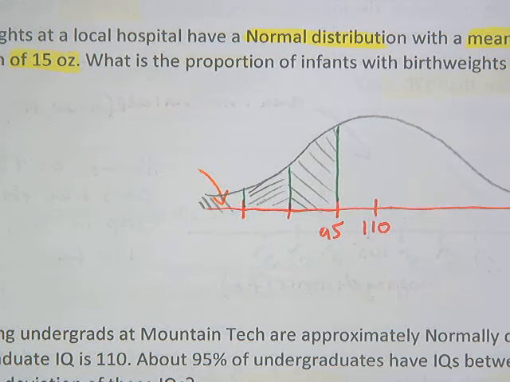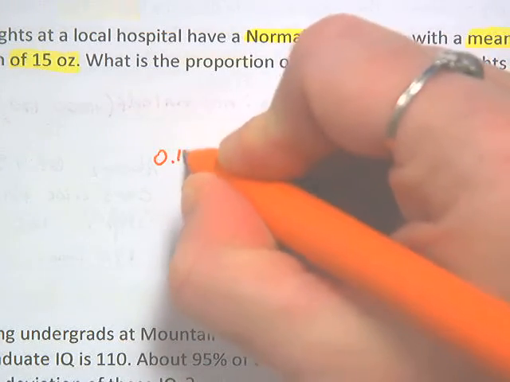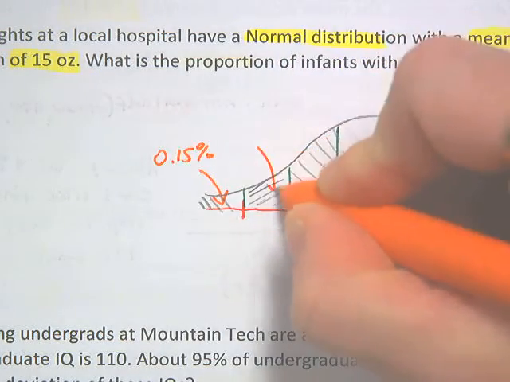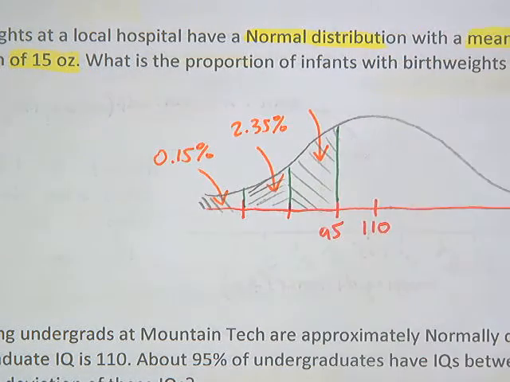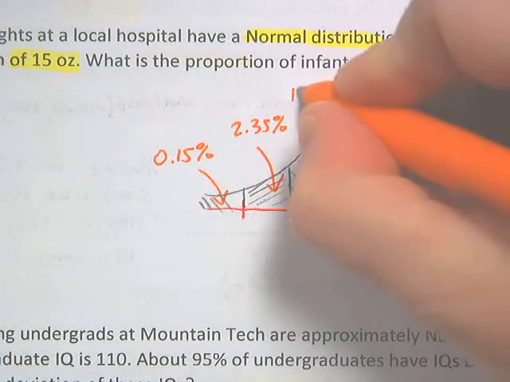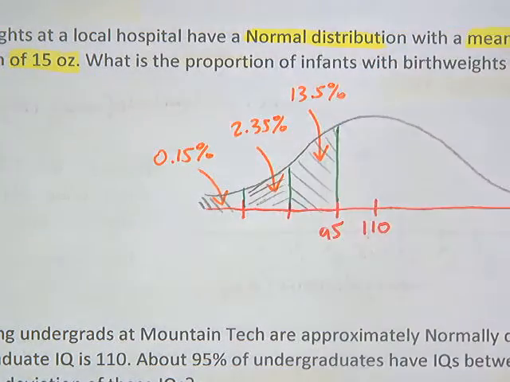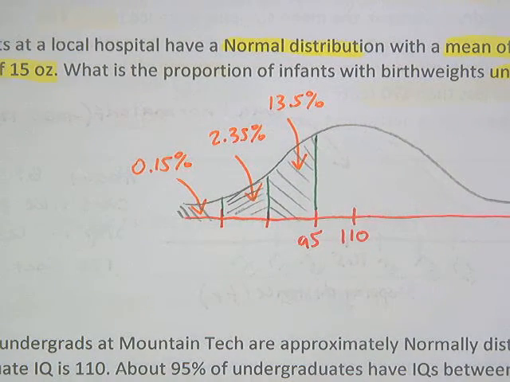So we're using the empirical rule. We don't need the normal CDF thing. Could you use it? Of course you could. But I'm going to use the empirical rule.